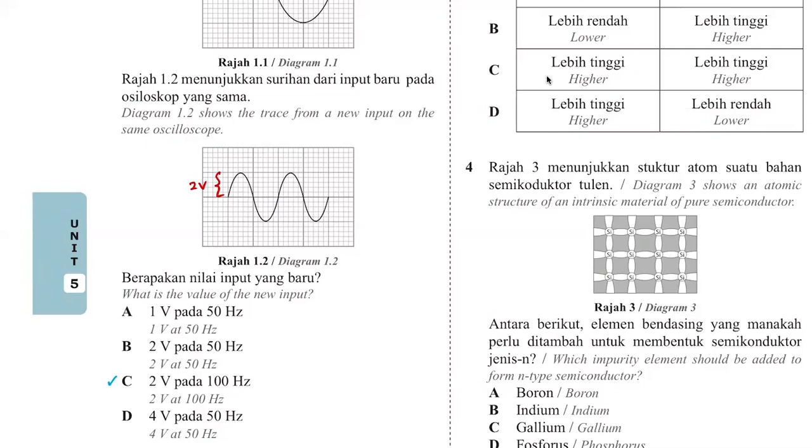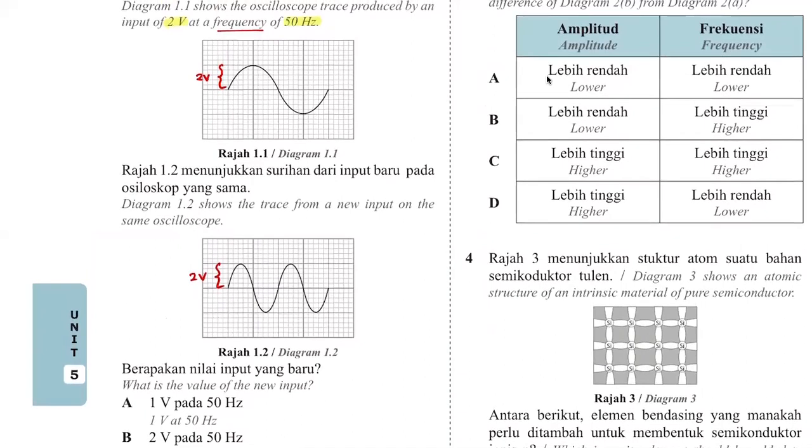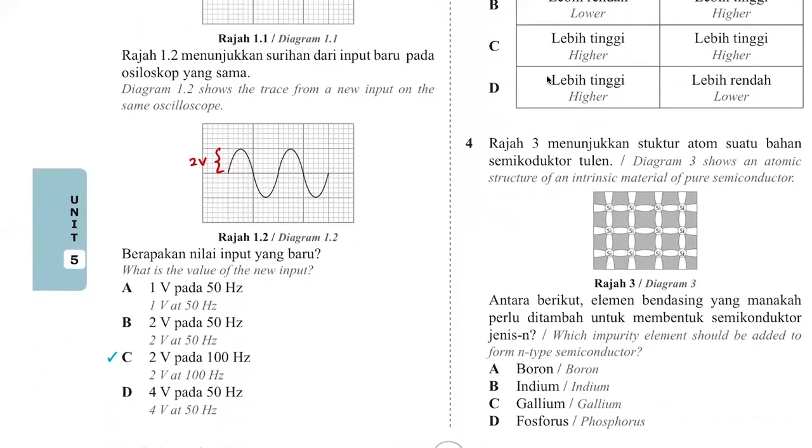Now the frequency is 2 times the original value because as you can see, the number of waves produced in 1 second has increased 2 times. So it means that the frequency is also double, so it becomes 100 hertz. All right, the amplitude is still the same, so the input voltage is still the same, 2 volt. But the frequency has now doubled because the number of complete oscillations has doubled. Okay, so the answer is C.